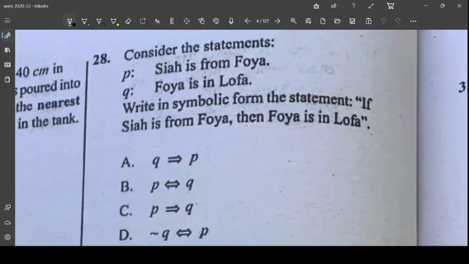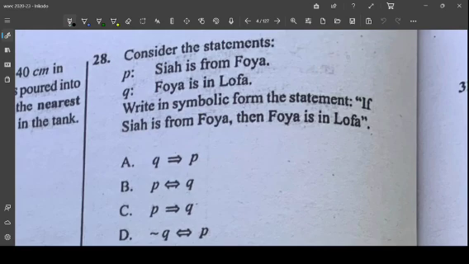Hi guys, welcome to question number 28 of these past questions. It says, consider the statements: P saying Sia is from Foya, and the Q statement says Foya is in Lofa. Now, write in symbolic form the statement: if Sia is from Foya, then Foya is in Lofa.